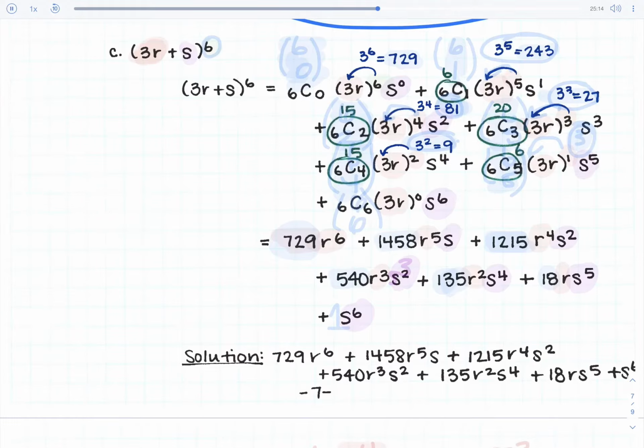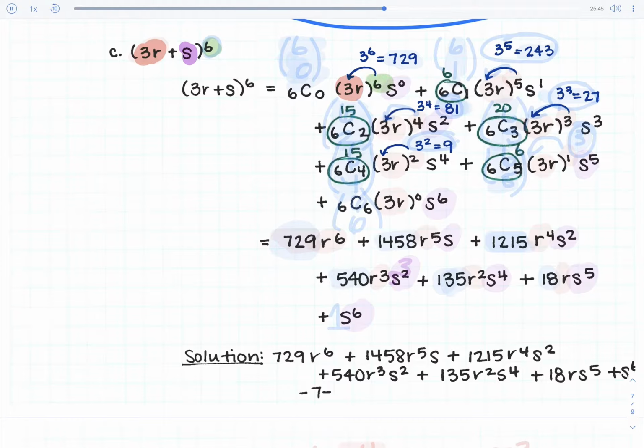Problem C. In problem C, our variable parts are a little bit different again. They're a little bit more complicated. Our first variable part is 3r. Our second variable part is just an s, and we're raised to, let's see, the 6th power. So our first part would be to take our first variable, the 3r, and raise it to our highest exponent. Raise the 3r to the 6th power.